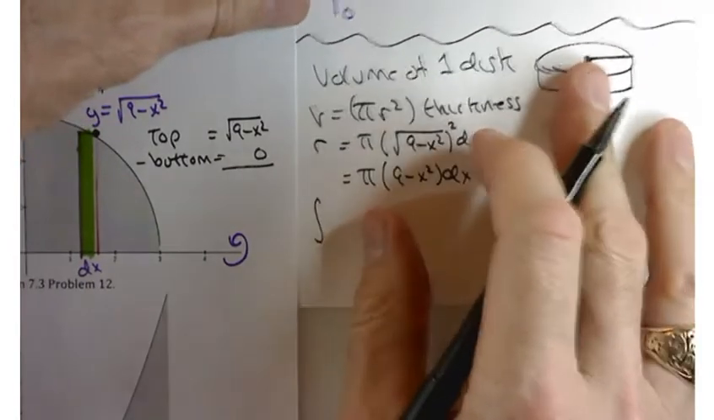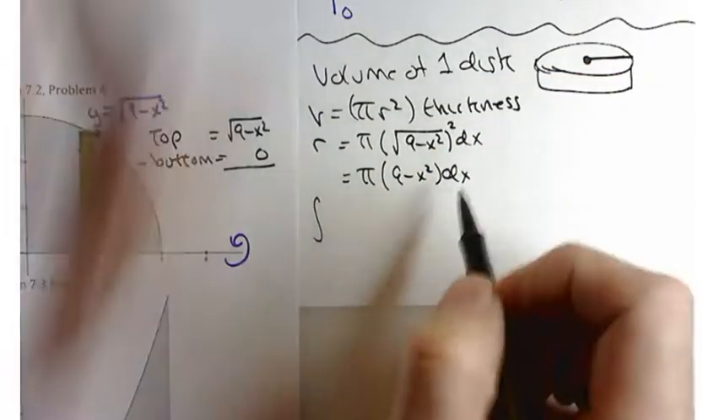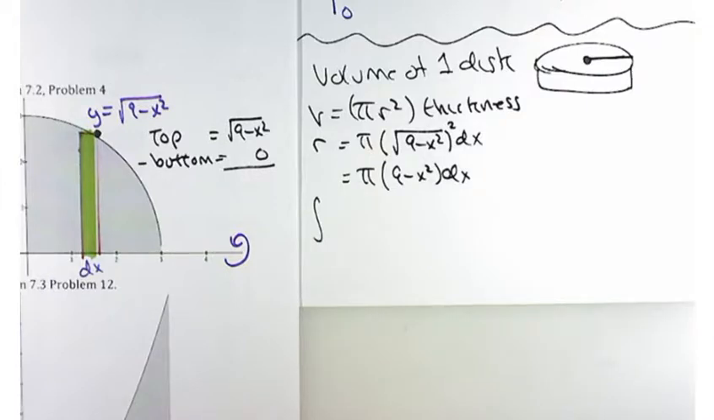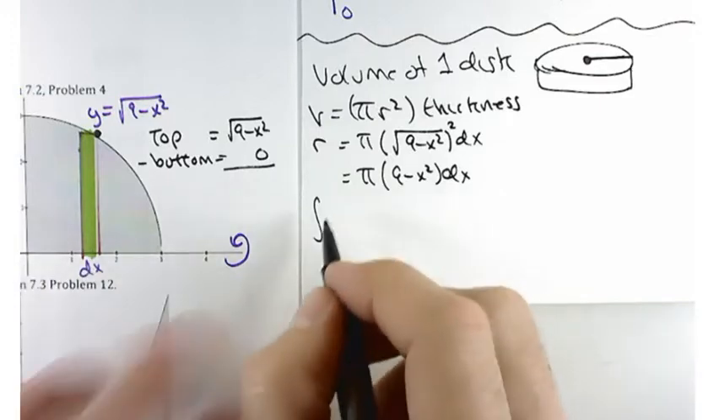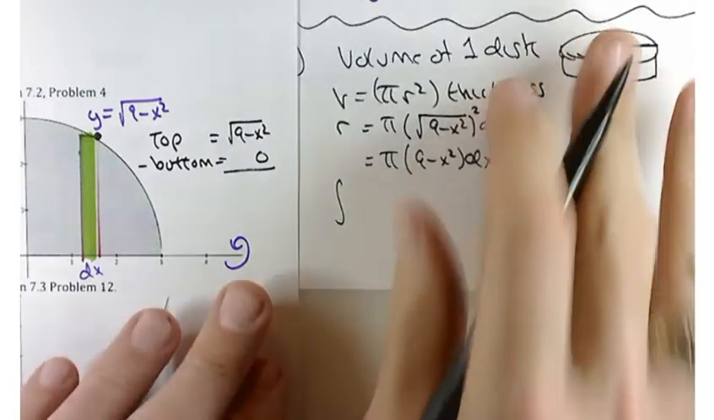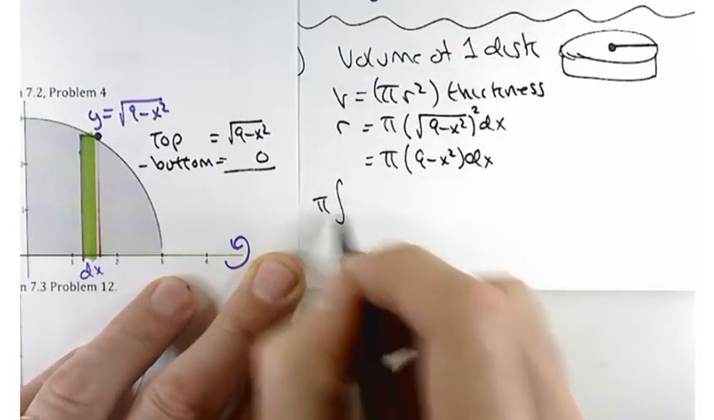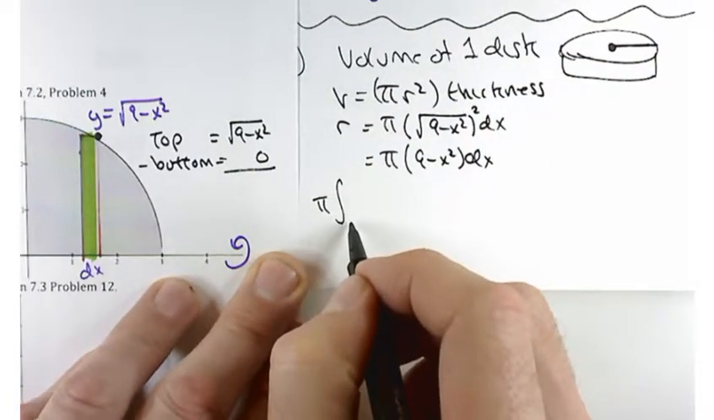Nice. Now that's the volume of one disk. But Brandon, I need the volume of all such possible disks. So I need to add up all those possible disks that I can get from different slices. How could I do that? By limits of integration. All right, and what should my limits of integration be? 0 to 3. Perfect.